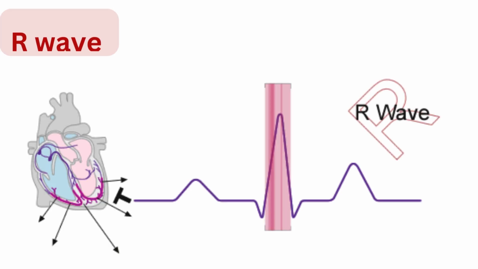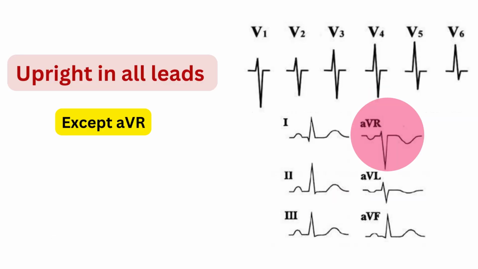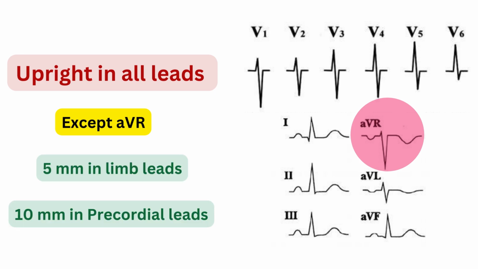Next is the R wave. R wave is the first major deflection in QRS complex. It is upright in most leads except AVR, where the P and T wave are also inverted. In limb leads, R wave voltage is normally at least 5 mm, while in the precordial leads, R wave voltage exceeds 10 mm.